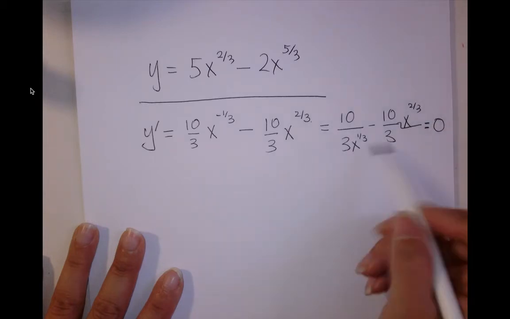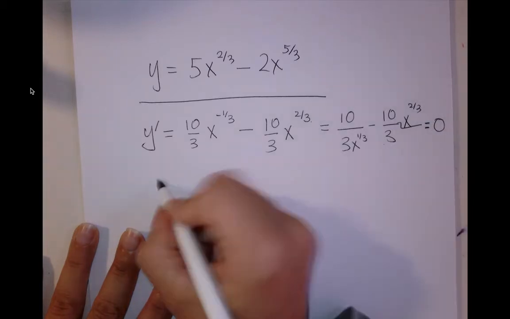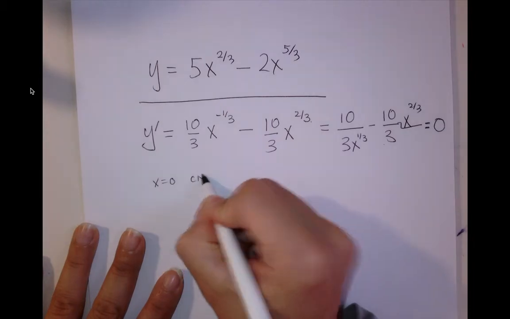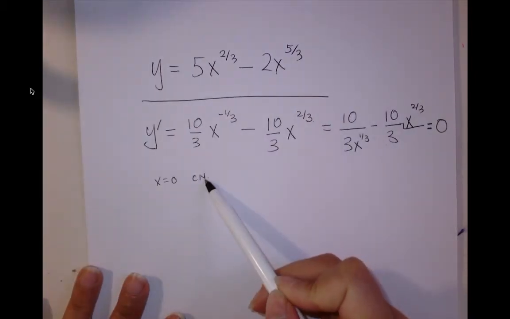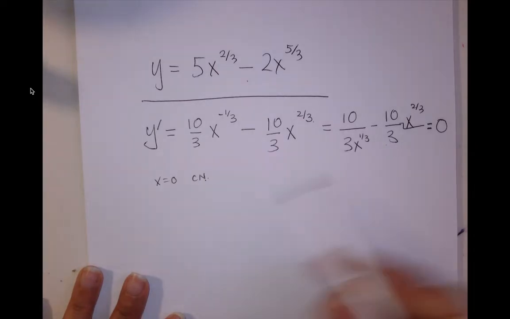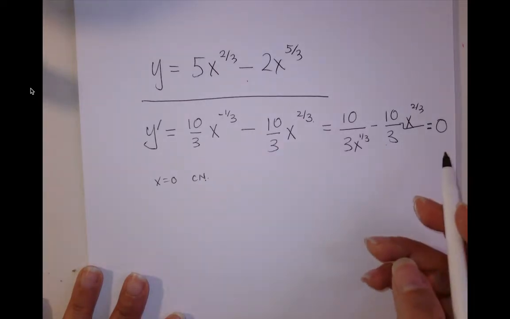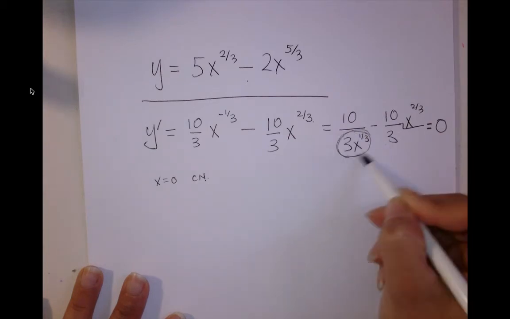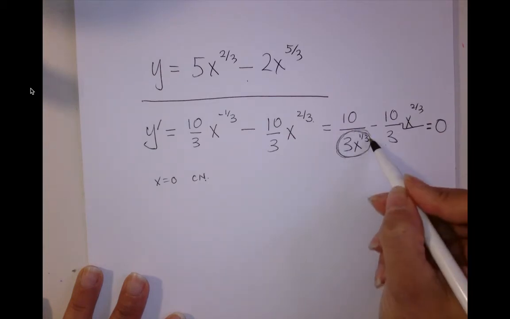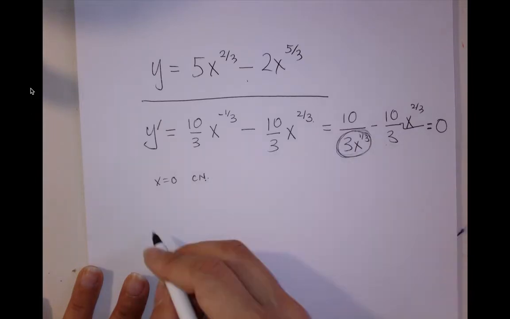So what I'm going to do is, I already know that x equals 0 is a critical number because the derivative is not defined there. And yet at the same time, that is in the domain of the original function. So I'm going to pretend x is not equal to 0, and I'm going to multiply both sides of the equation by the greatest common denominator. Okay.